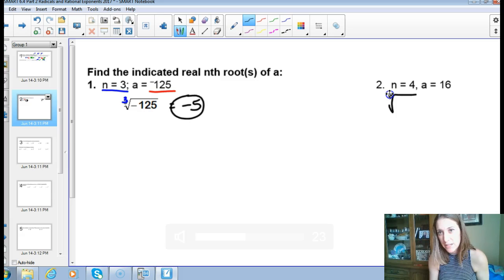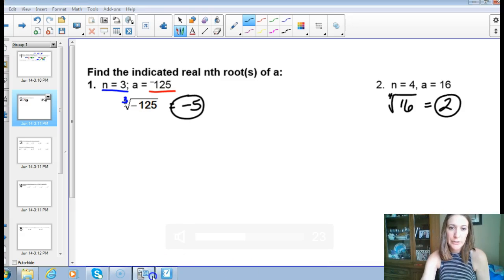So here we're going to set up the fourth root. So put 4 in the index. My base is a 16. Again, you could look down your chart and find where 16 shows up. It's going to show up in the row of 2s, like 2 to the fourth power is 16, so that means the fourth root of 16 is 2.